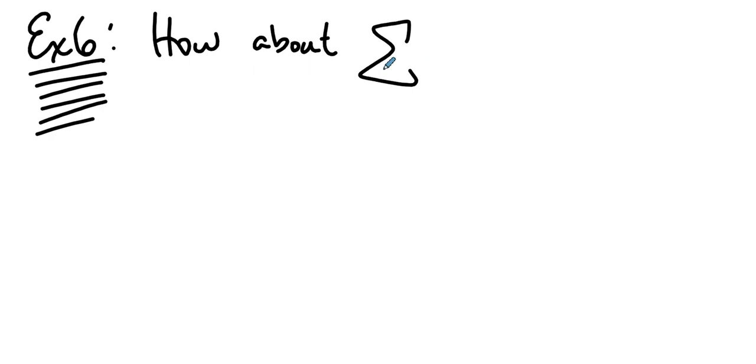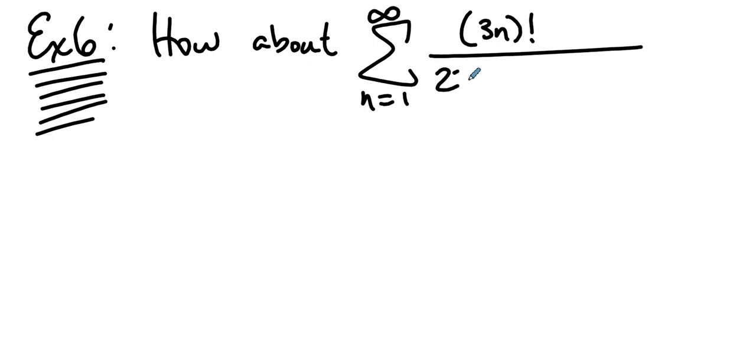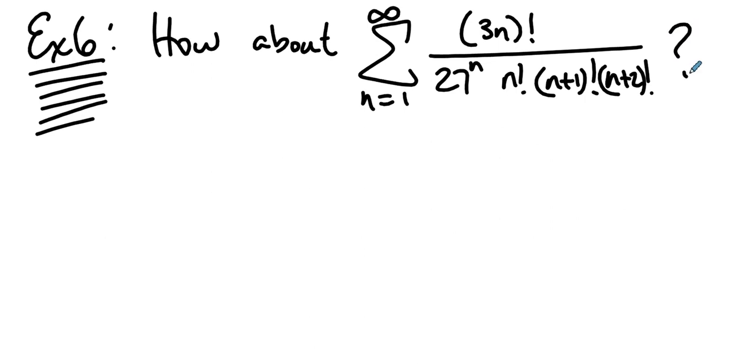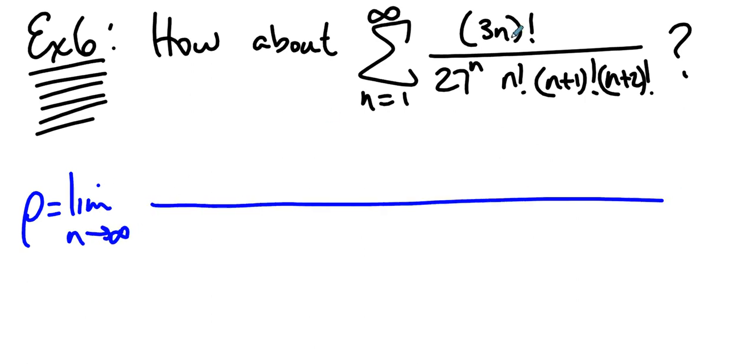I have one more. How about the sum as n goes from 1 to infinity of 3n factorial over 27 to the n times n factorial times n plus 1 factorial times n plus 2 factorial? Well, that's just crazy. What's rho? It's a big old fraction is what that is.